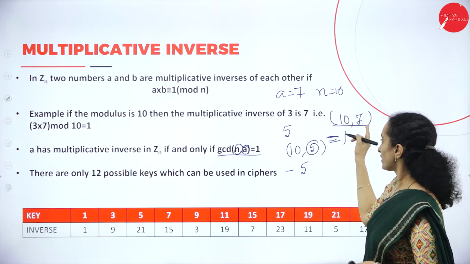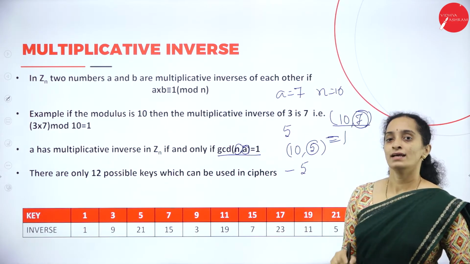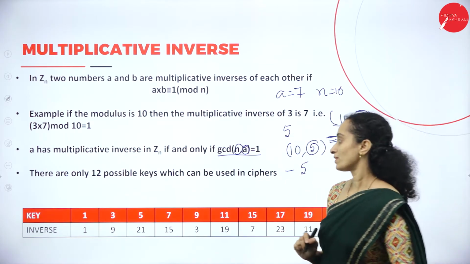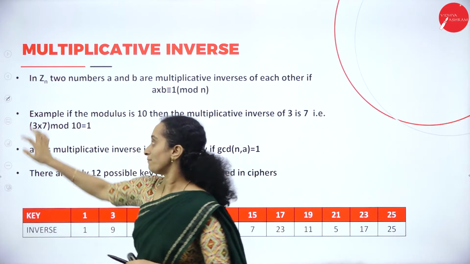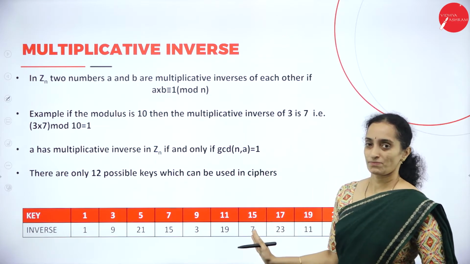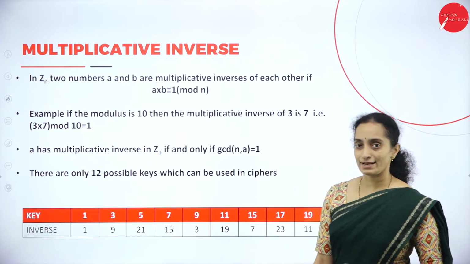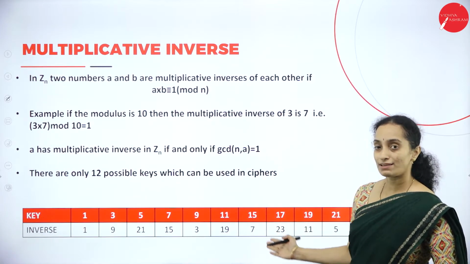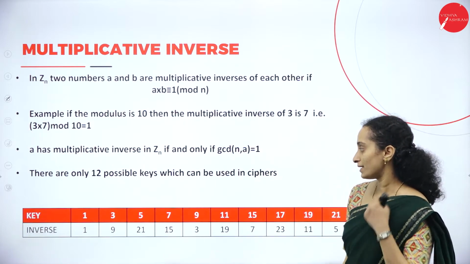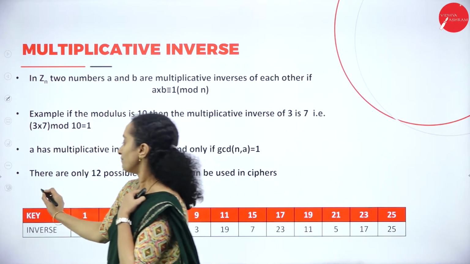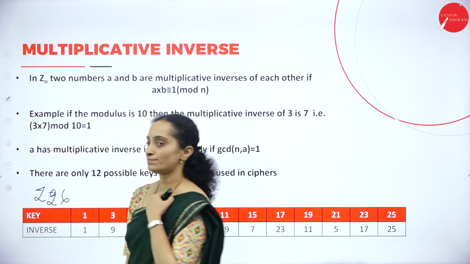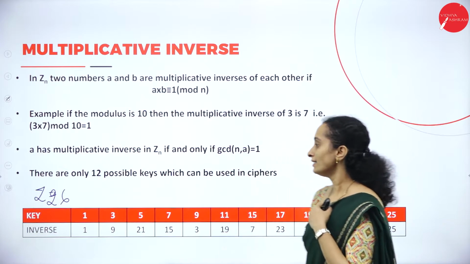So, you can generate a multiplicative inverse for the number 7. Alright. Here we have a table which shows the possible keys that can be used to generate an inverse. Along with that, they have given the inverse of those numbers also, isn't it? Here the modulus is 26, which is generally used for cryptography.